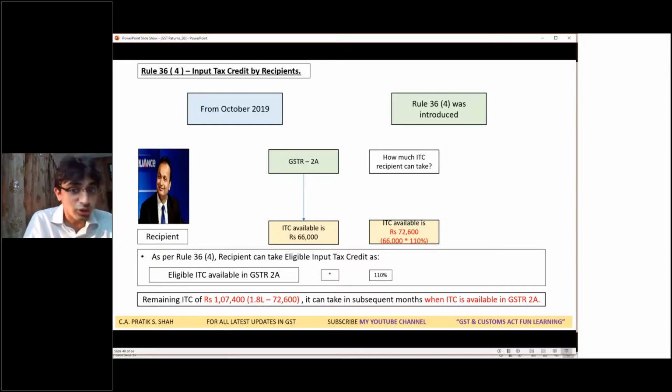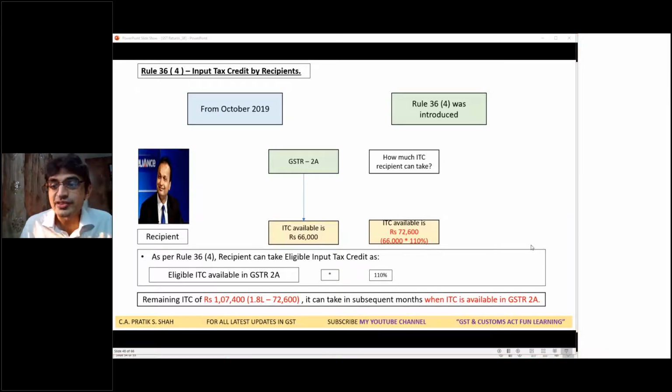Now you understood there could be objectives on this also. Rule 36, sub rule 4. Remember this rule. Rule 36, sub rule 4. Okay. Whatever is there in your 2A, plus 10%. Plus 10%. Okay. Rule 36, sub rule 4.